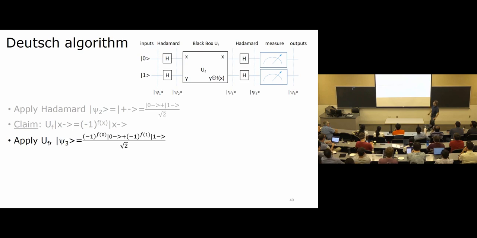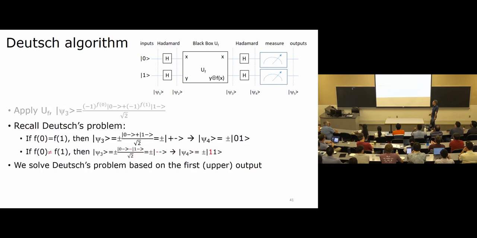So minus 1 to the power of f of 0 multiplied by ket 0 minus, plus minus 1 to the power of, in the second case, with ket 1 minus, x is equal to 1, so f of 1, multiplied by ket 1 minus. All the above is normalized by square root of 2, as we've seen multiple times. So we know psi 3, and we apply Hadamards.